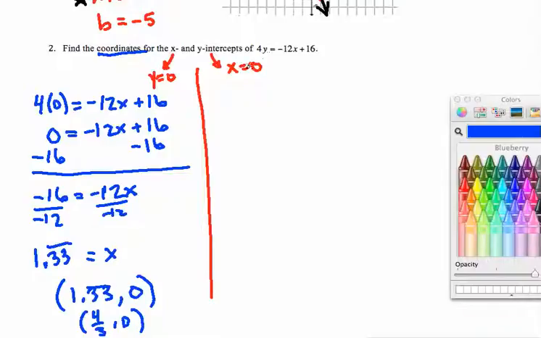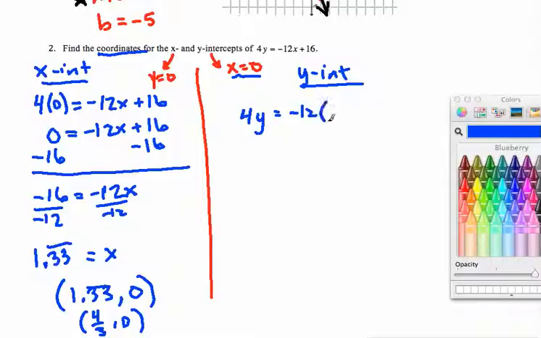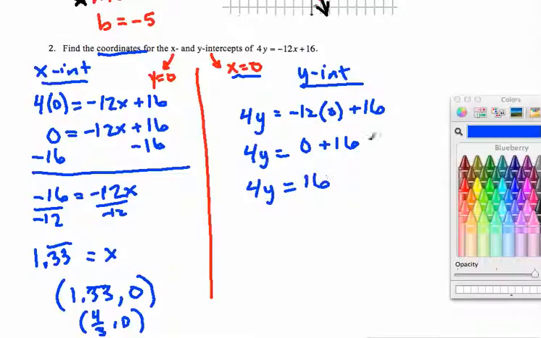All right, let's do the same idea, except now we're going to find, this was our x-intercept, now we're going to find our y-intercept. So let's plug in 0 for x, so 4y equals negative 12 times 0 plus 16. 4y is equal to 0 plus 16, because negative 12 times 0 is 0. And then the right side simplifies to just being 16. Divide by 4. Y is equal to 4.